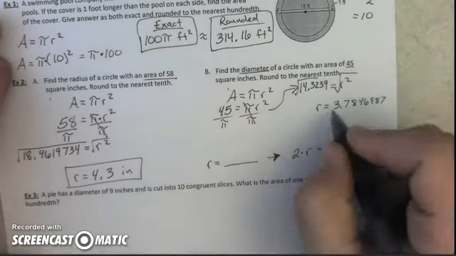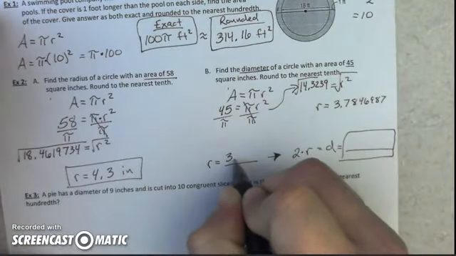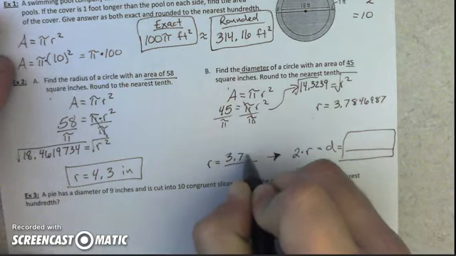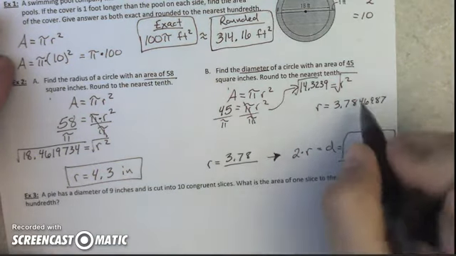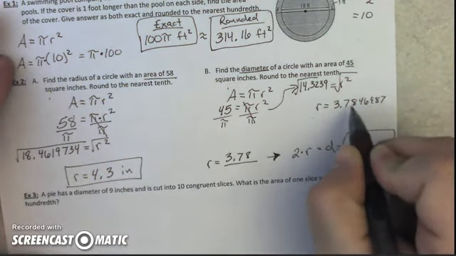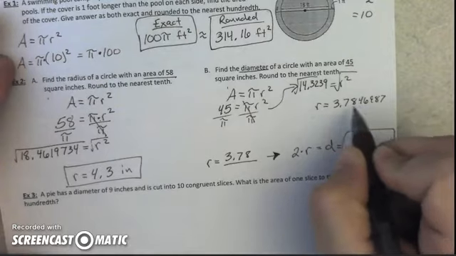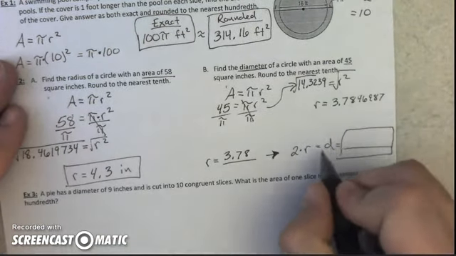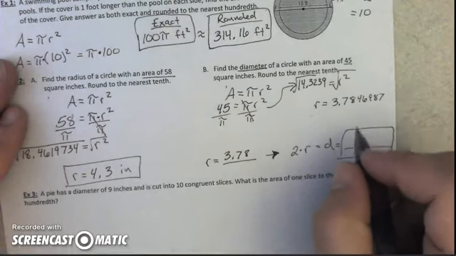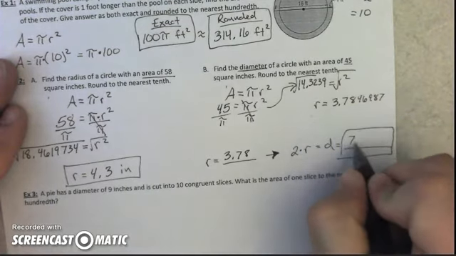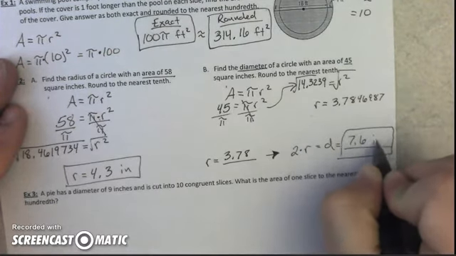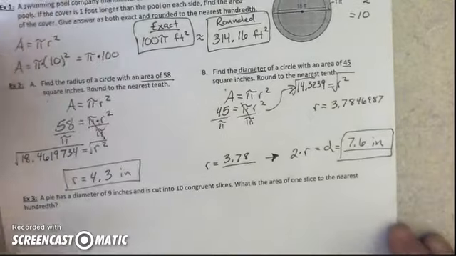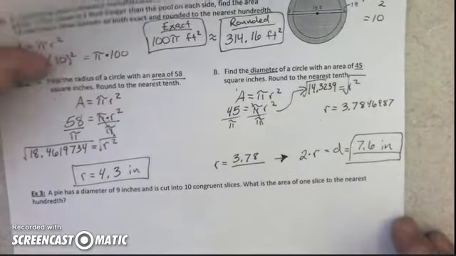Okay, and so we're going to take that number that's approximately 3.78, and we're going to double it. I'm actually going to use the whole, full long number there, and multiply that by 2. And we get that our diameter is about 7.6 inches. Okay, so that's what you should get for a diameter.